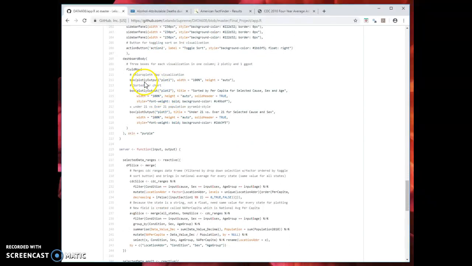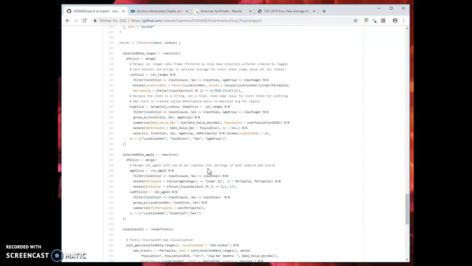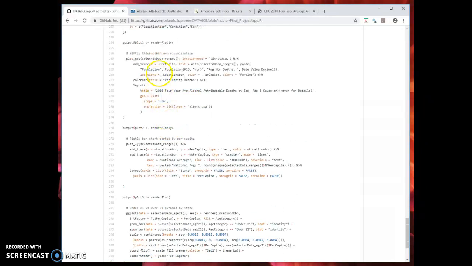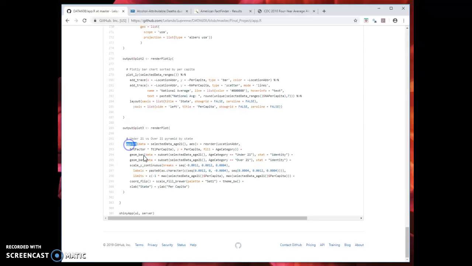Then within this we have 3 visualizations, a choropleth map, a sorted bar chart, and an over 21 versus under 21 population pyramid type of thing. Only instead of using population on the y-axis, it uses state. Down here is all of the code that goes with any Shiny dashboard, where you have reactive data sets that respond to what's inputted. And then you have the various plots. The first 2, the map and the sorted bar chart, were done via Plotly, and the last one was done using ggplot. So let's look at the visualizations.